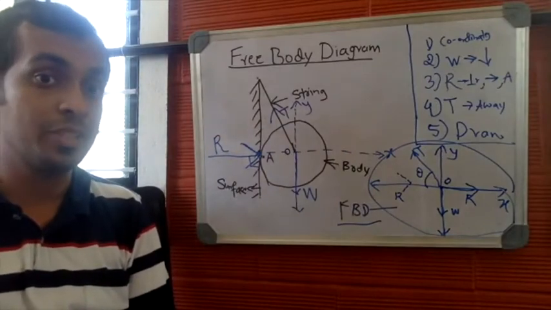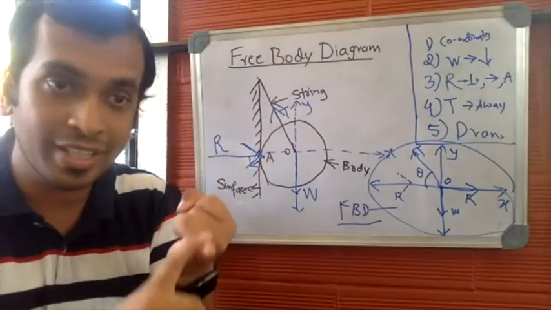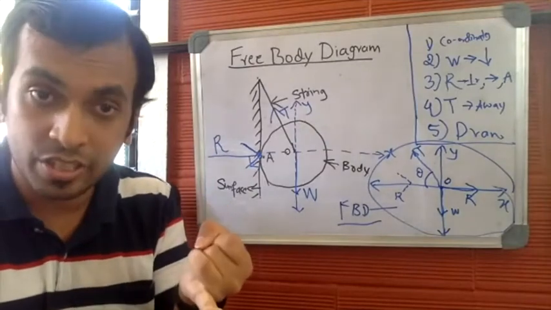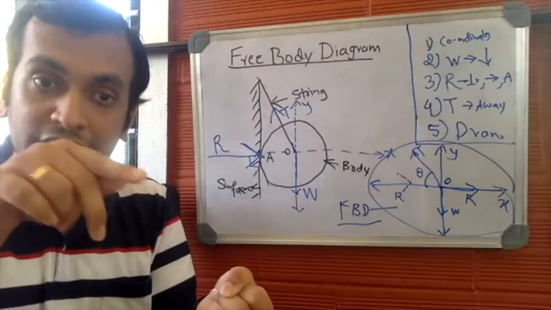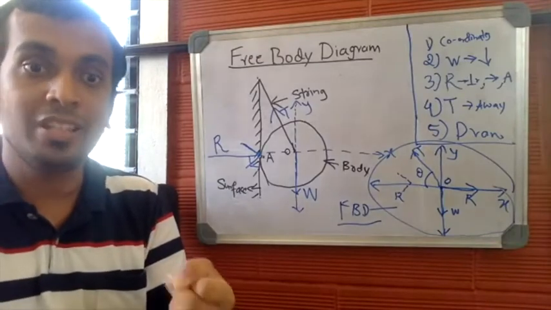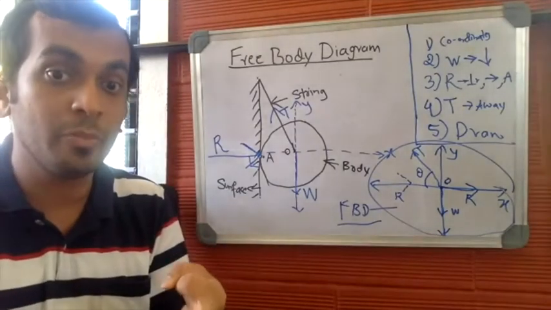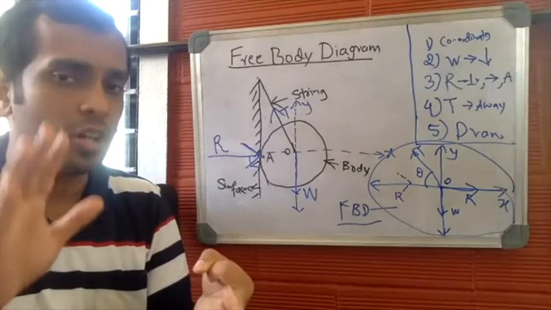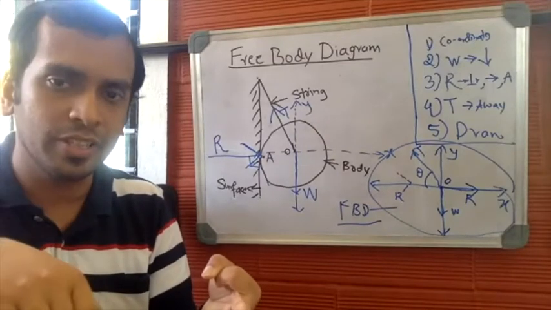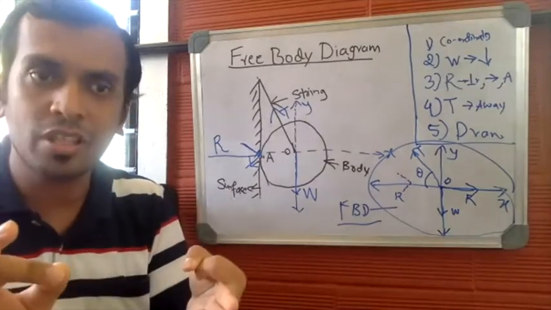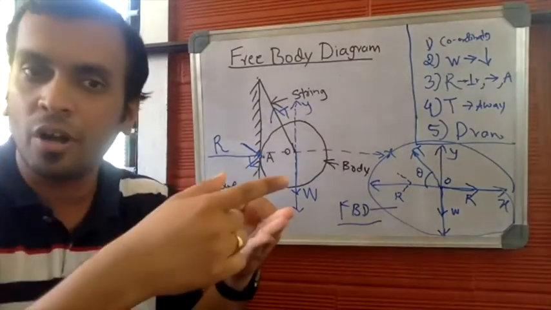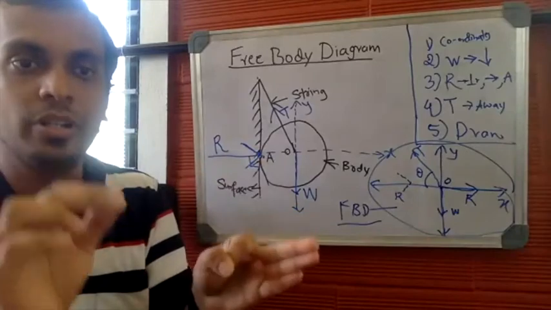Hope all the steps are clear. Step number 1 is to draw the coordinates by identifying the center of the object. Step number 2 is to draw the self weight. Self weight moves vertically downwards. Step number 3 is to mark the normal reaction offered by the surface. Surface offers normal reaction whenever a body is in contact with the surface. And normal reaction offered by the surface should always be perpendicular to the surface, should be directed towards the body, and should be acting exactly at the point of contact.